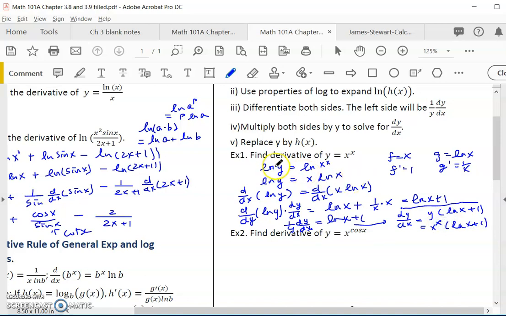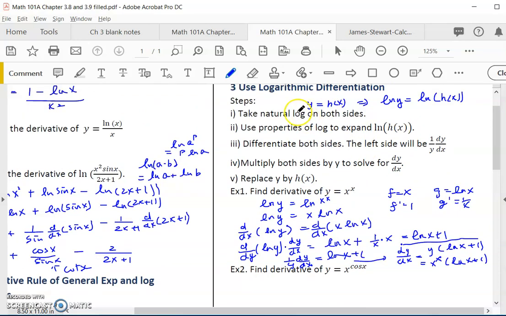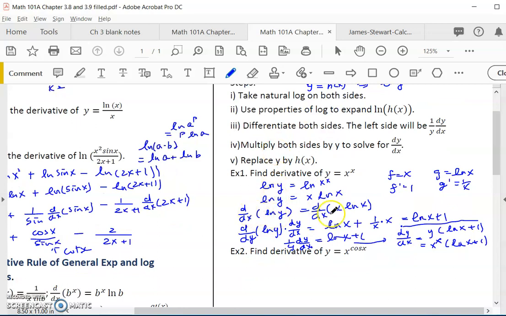So, let's look at the steps again. Step 1, I take natural log on both sides. Step 2, I differentiate both sides, using implicit differentiation.